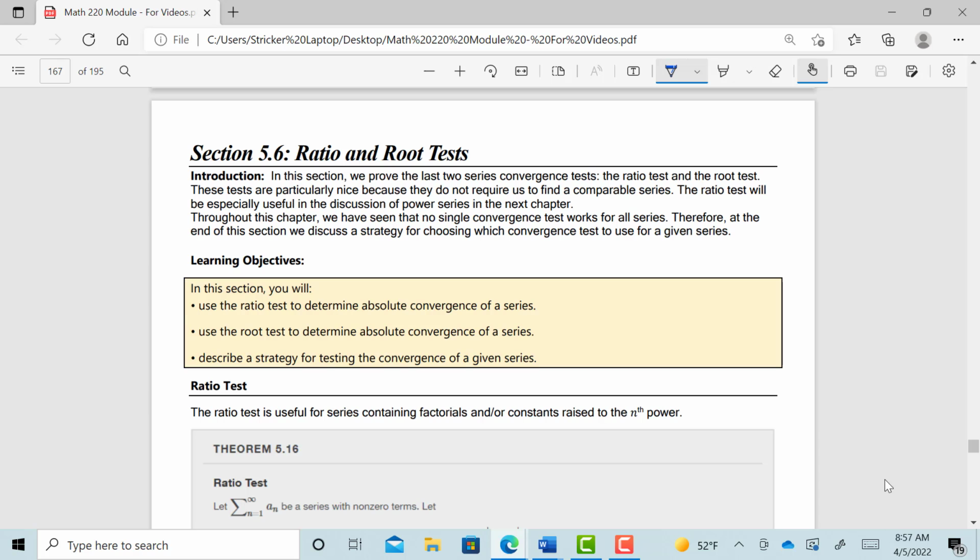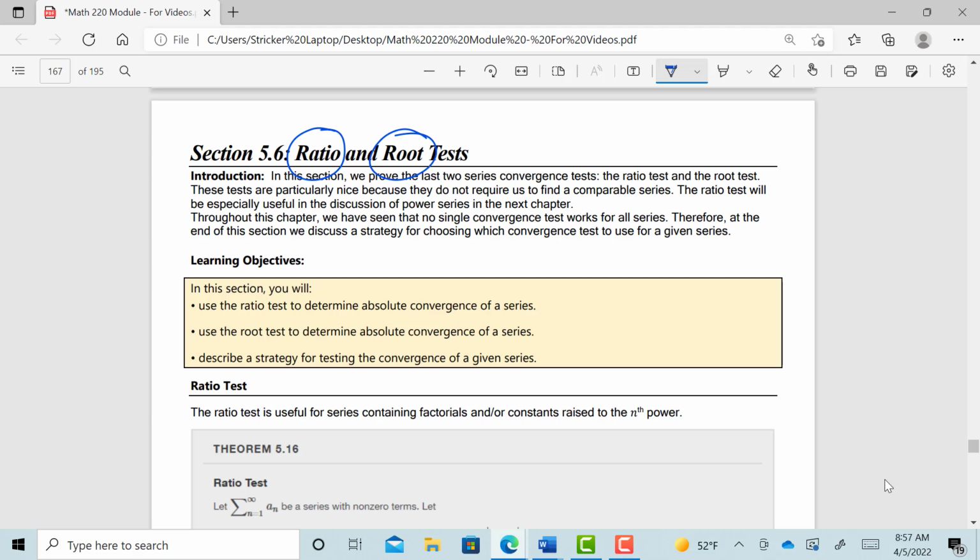All right, this video is going to cover the last section that we have from Chapter 5. As you know, in Chapter 5, we've been looking at a bunch of different types of tests for determining if a series converges or diverges. And in this last section, we're going to take a look at two more tests. We have the ratio test and the root test, and they're going to be used for some different types of series that we haven't seen yet.